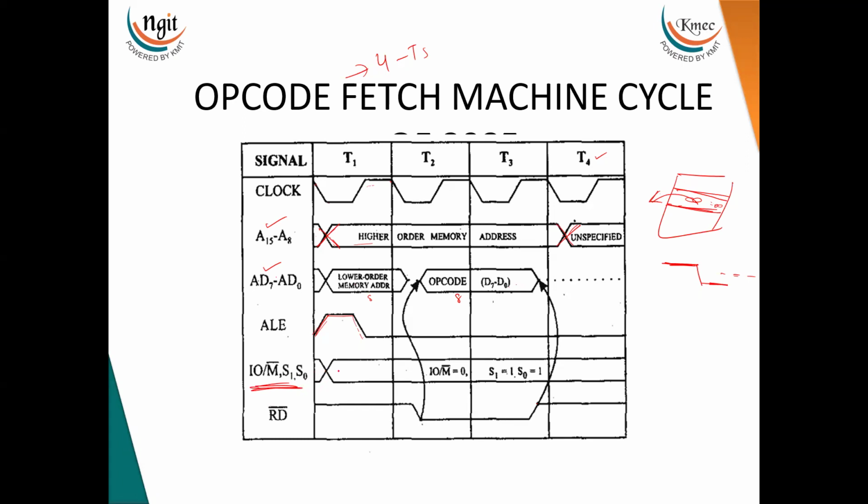Now fetching the opcode is nothing but what? Accessing the memory. Now, if IO/M bar is equal to 0 means what? Selected the memory. If IO/M bar is equal to 1 means what? Selected the IO devices. Now, fetching opcode means from the memory, it is reading the opcode. So, that's why memory is accessed. That's why we need to take 0 here. And for fetching, what are S0 and S1? Both are 1. So, that's why need to show 1, 1. So, this is about the opcode fetching machine cycle.